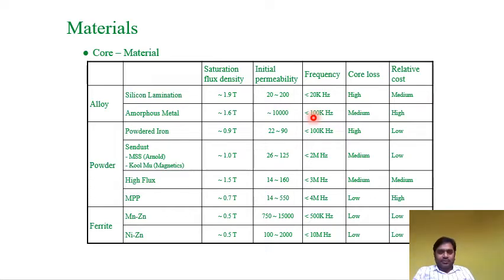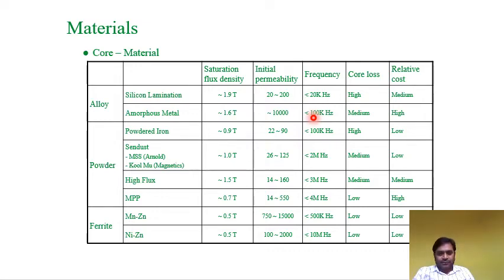Next category under the powder iron core is the Sendust core, which is the MSS Arnold. Arnold is the manufacturer. Then Coolmu. Coolmu is the material designed by Magnetics Inc. And the majority of cores use this material, because the cost is very low and the magnetic properties are quite good. The saturation flux density is nearly 1 Tesla. Initial permeability starts from 26 to 125, and this can go up to less than 2 megahertz application, and the core loss is medium.